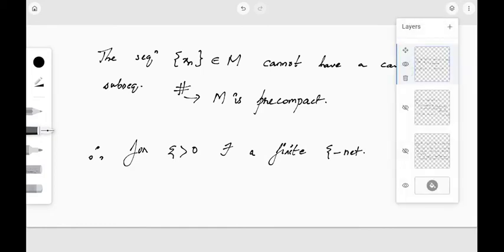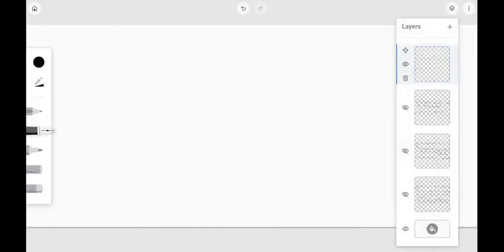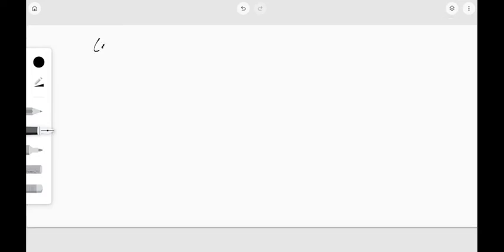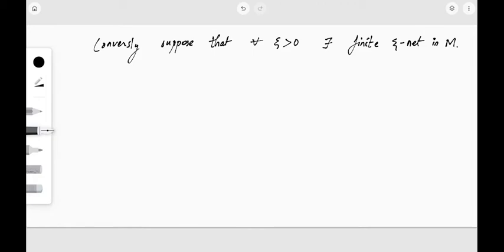Now let's move on to the other part. That is, conversely, we are going to suppose that for every epsilon greater than 0, there exists a finite epsilon net in M. Now we have to prove that M is relatively compact.